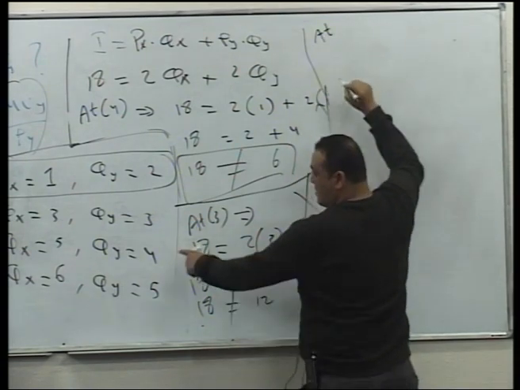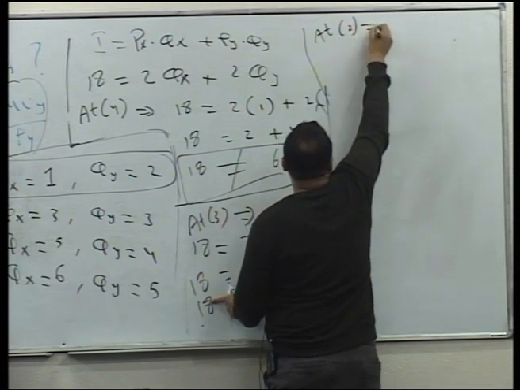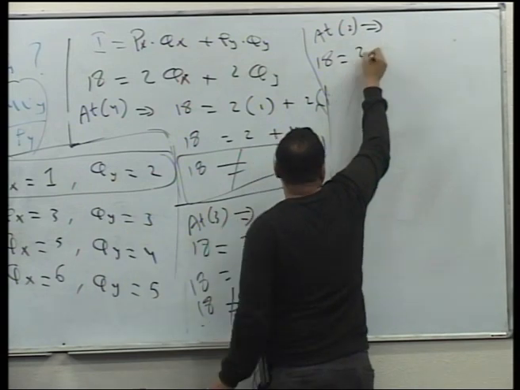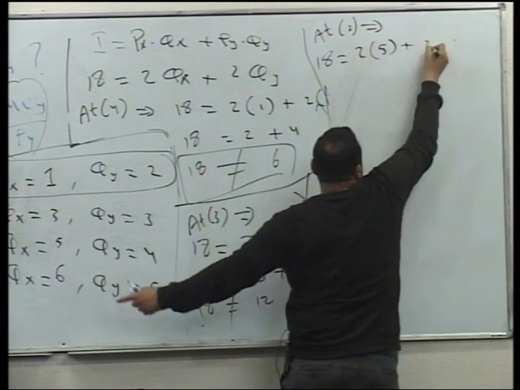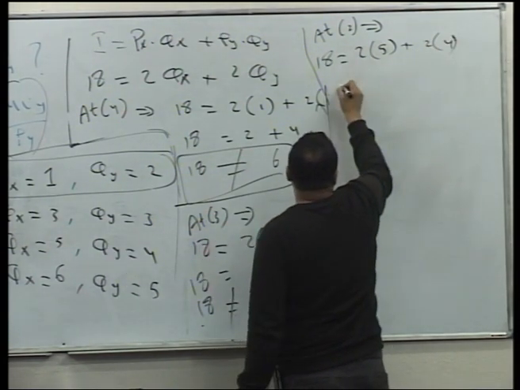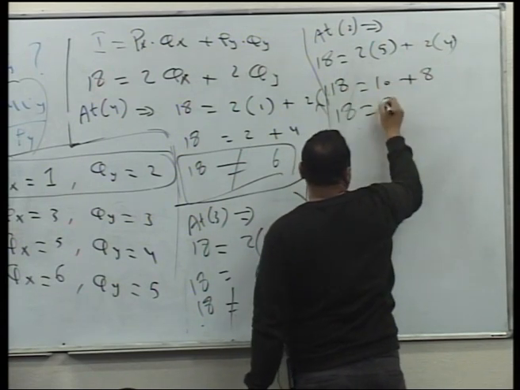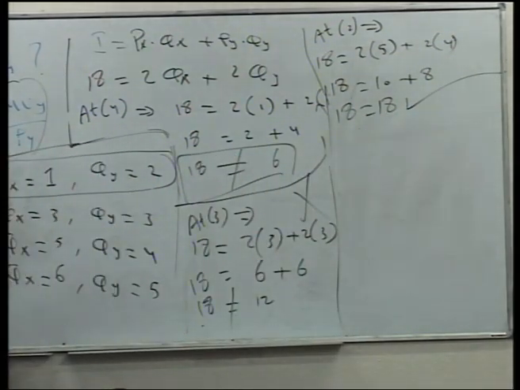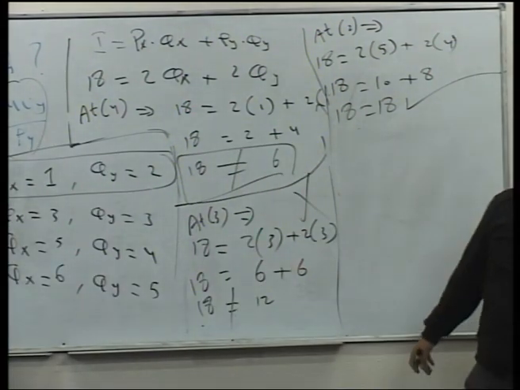At 2... 18 equals the price of X 2 times 5 plus 2 times 4. 18 equals 10 plus 8. 18 equals 18. That's it. So this combination here of X and Y will maximize the total utility for the consumer.